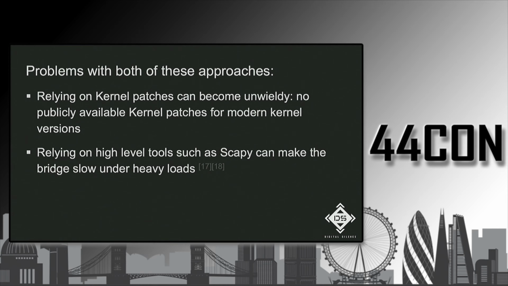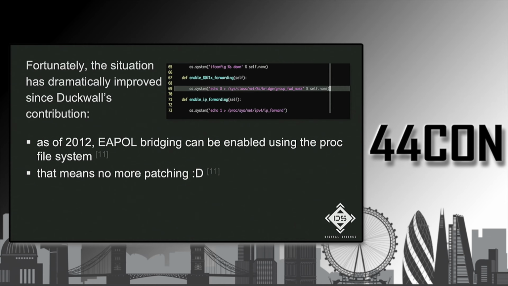And the problem with relying on higher level tools such as Scapy is that it can actually make the bridge kind of slow under heavy loads. You won't notice it at first, but in circumstances where you have a high volume of traffic, it will create a bottleneck. And a bottleneck's a really good way to get caught. Not only do you have the security guys who notice the spike, but now you have users complaining that their network is slow, and then here come the network admins looking for the bottleneck, and they find a little sketchy box plugged into the network. That's a problem.